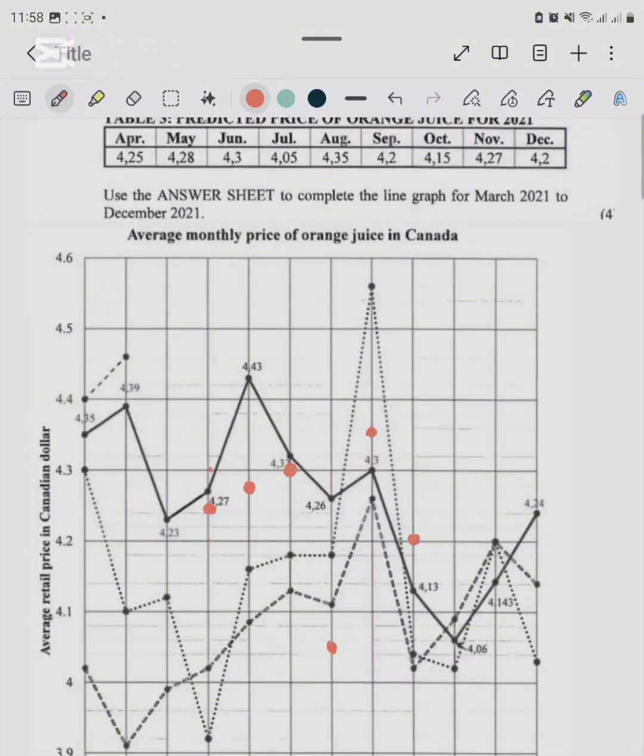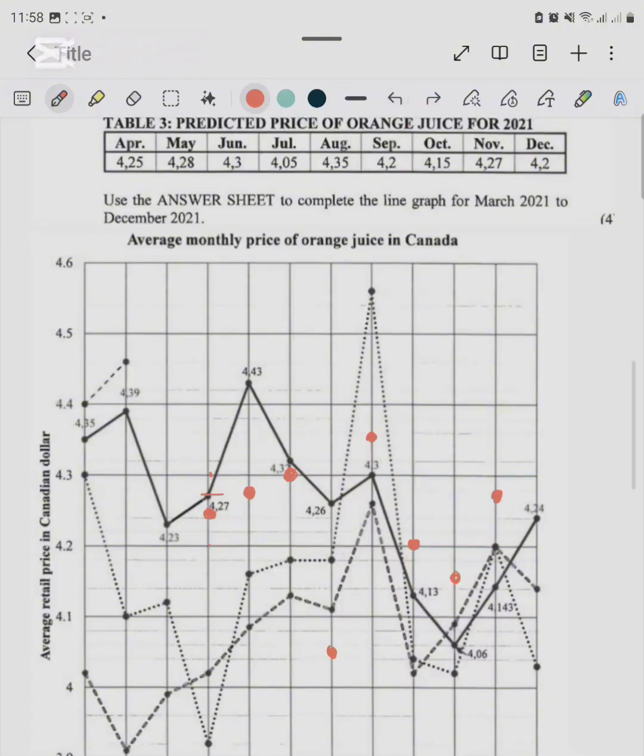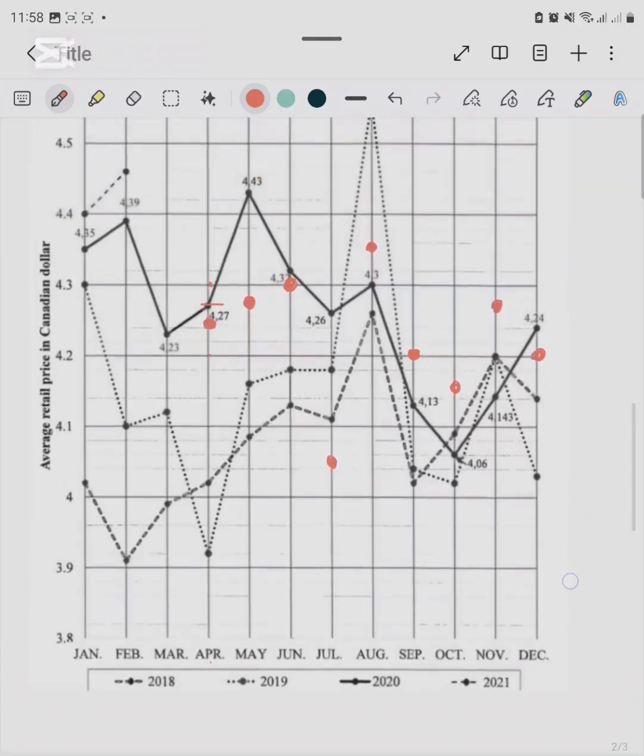September 4,2, 4,15, 4,27. This one is nice because it's in line with the other 4,27. You can actually just take a ruler and kind of dot your way across to check if you get there or not. And then my last one is going to be 4,2 again, so I just put the dotty. And then I need to just continue drawing my line graph.